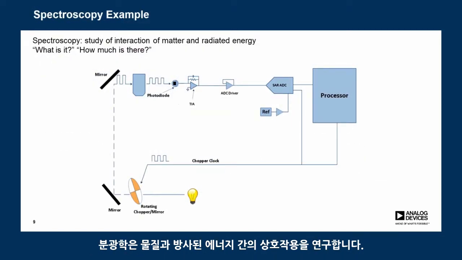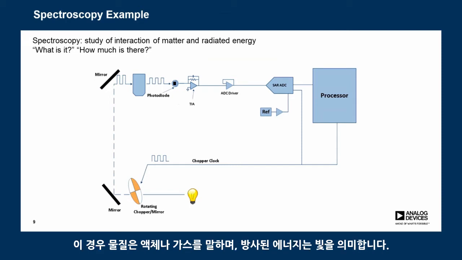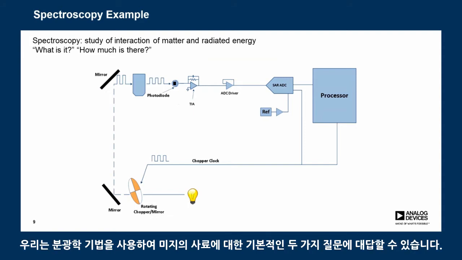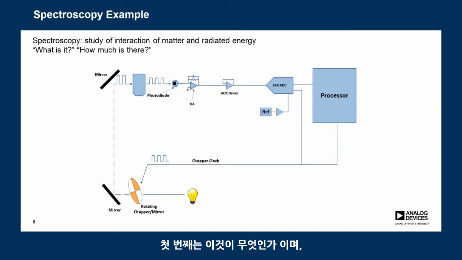So spectroscopy is the study of interaction between matter and radiated energy. And matter in this case refers to, say, liquids or gases, and radiated energy refers to light. So we use spectroscopy techniques to answer two basic questions about an unknown sample. The first one is, what is it? And the second, how much is actually in there?